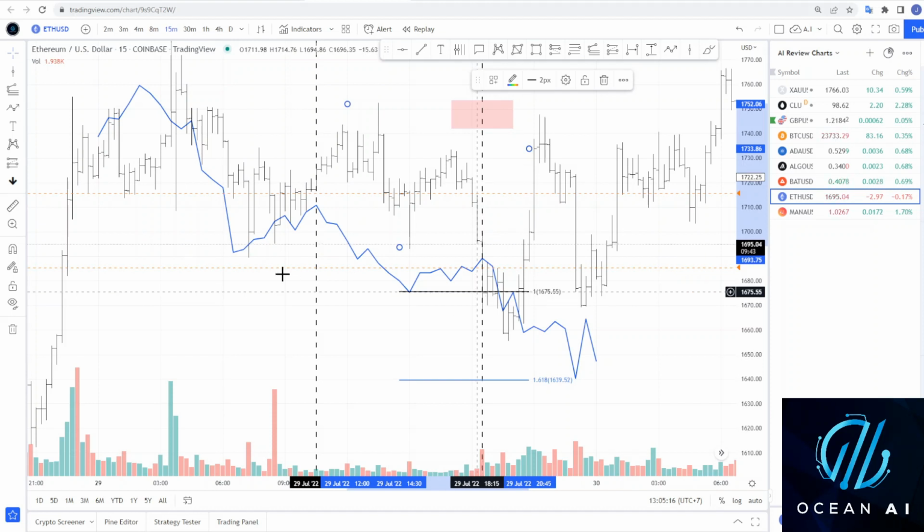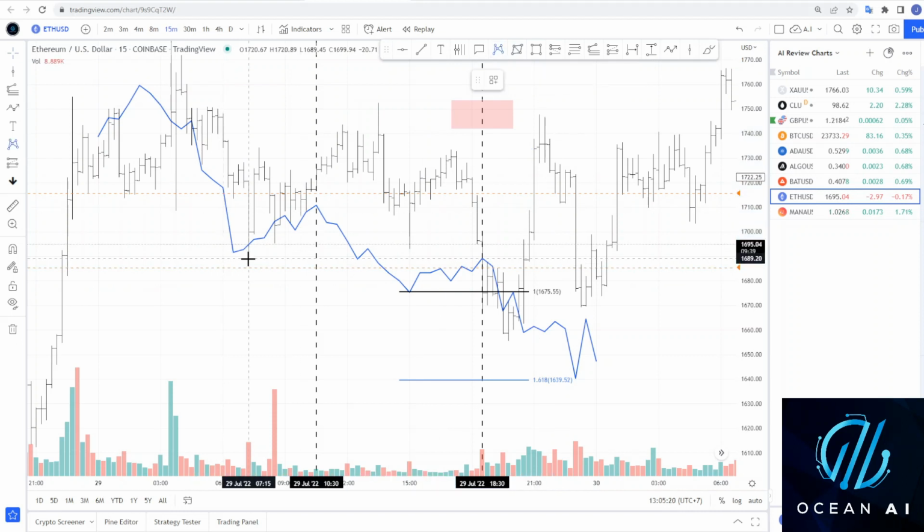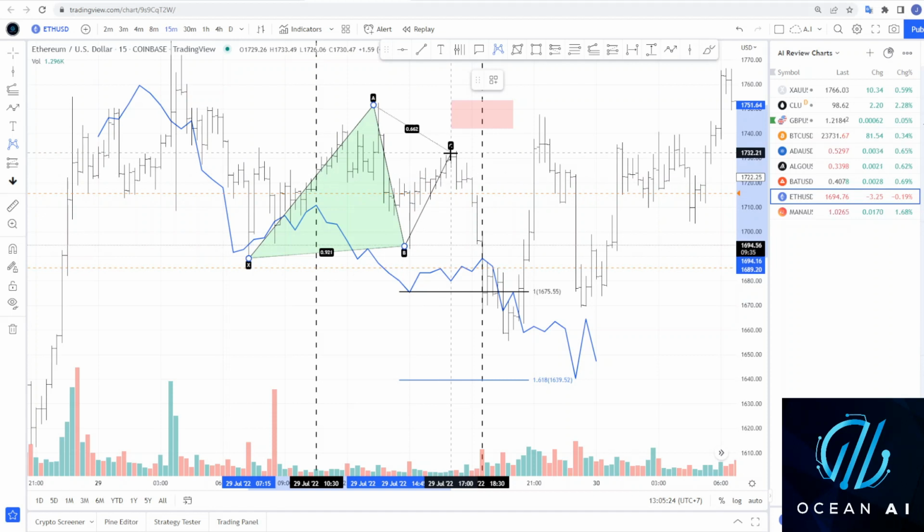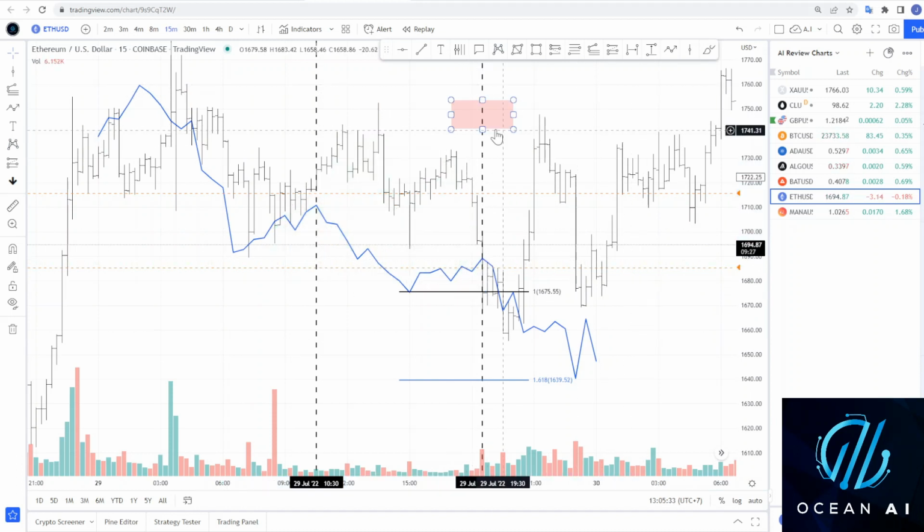So it hit that 1675, which gave us that butterfly pattern. That's the butterfly pattern from there, there, and there. So that's what happened with that one. That became an invert as well, because we were expecting a high, and I was originally looking for that move up into 50-60% from this high. But we ended up getting a totally different pattern.